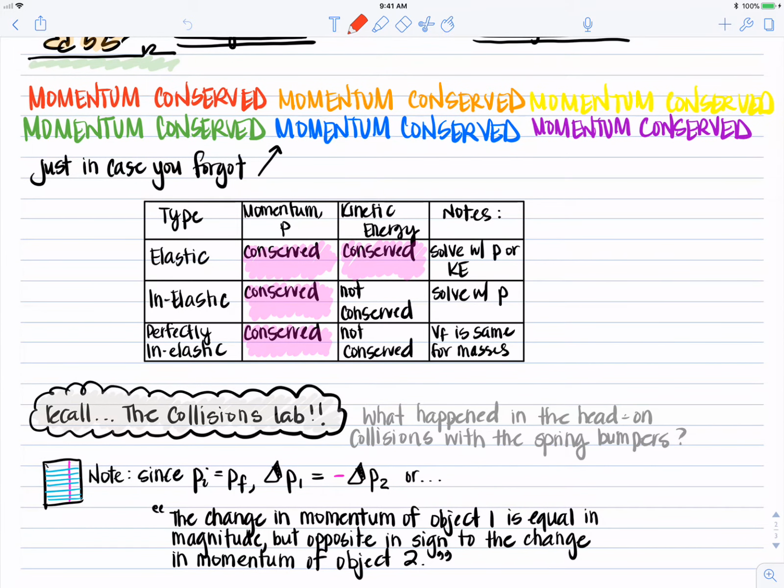Another way to frame this concept of conservation of momentum is that if initial momentum is equal to final momentum, then the amount of momentum that is either added or taken away from object 1 is the same amount that is conversely taken away or added from object 2. Or the change in momentum of object 1 is equal and opposite in sign to the change of momentum in object 2.